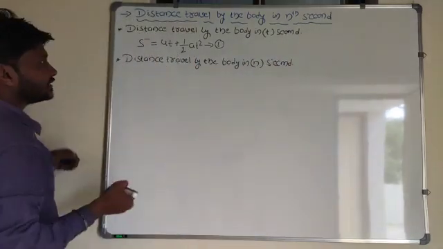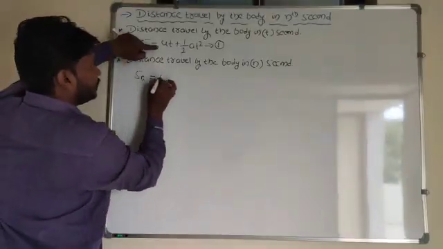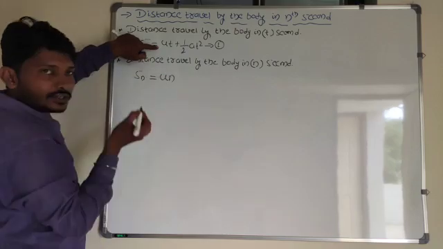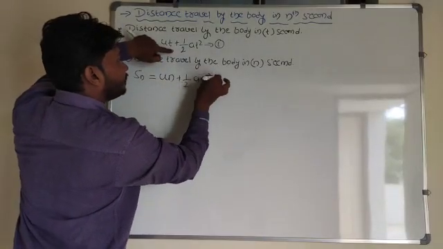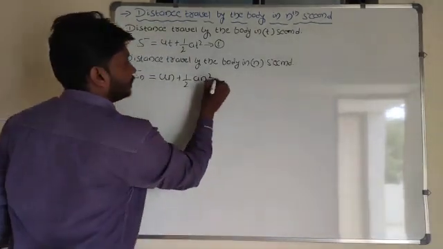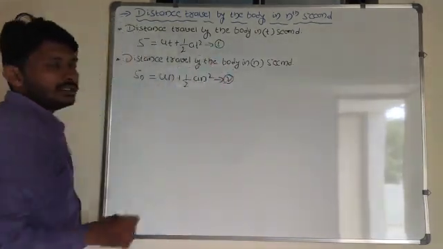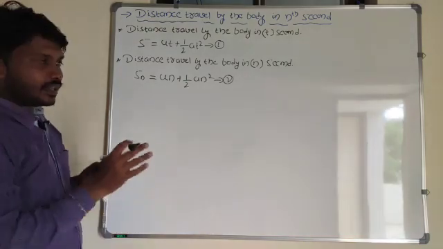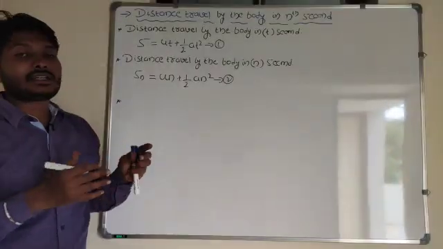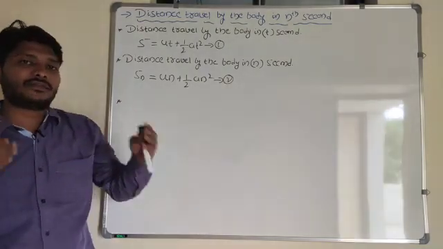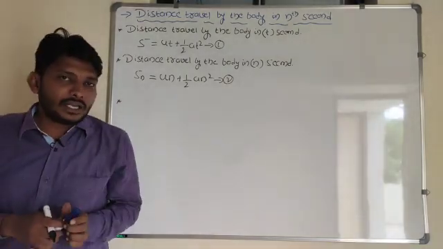So in n seconds, look here, s of n is equal to u into t, where t is n here, plus half of a into n square here. I will name this as equation 2. Now again I will take the distance traveled by the body in n minus 1 second. Let me make you understand here.